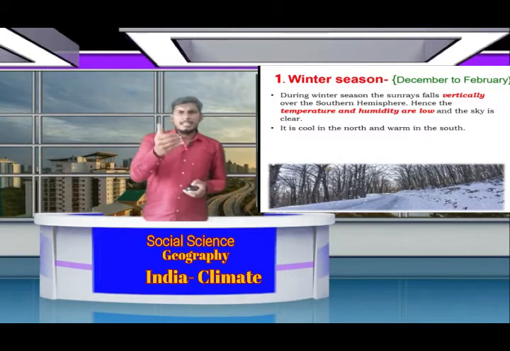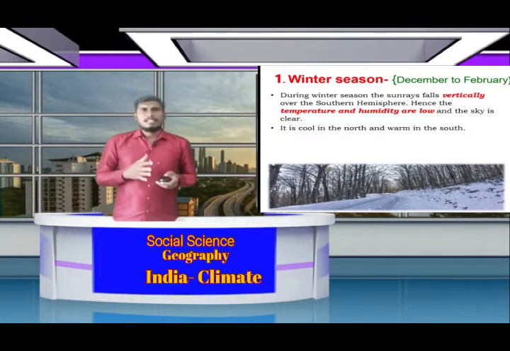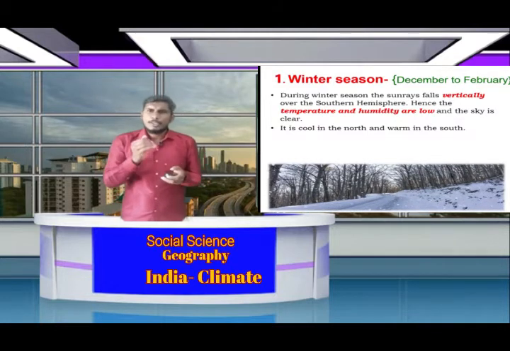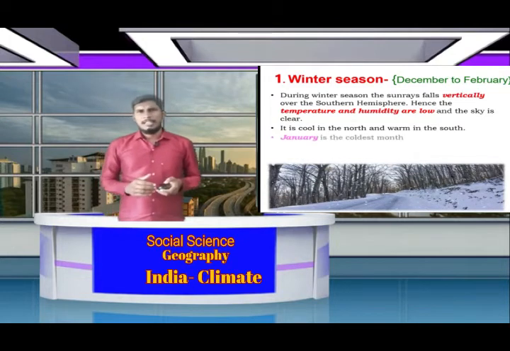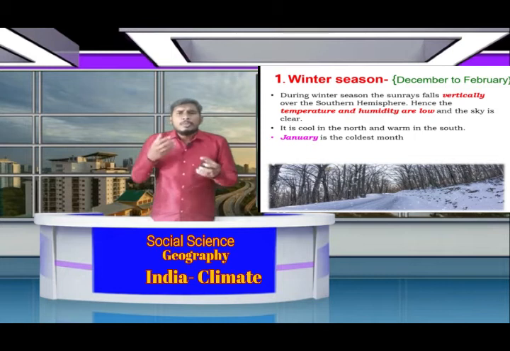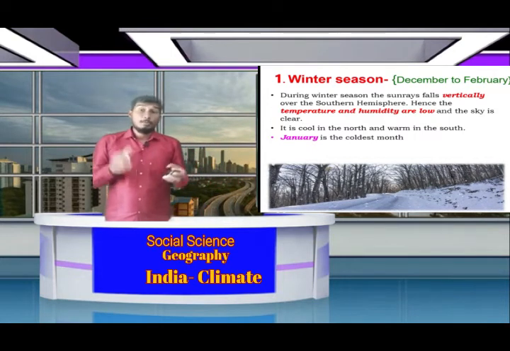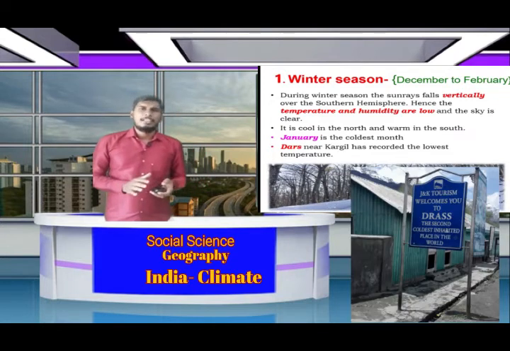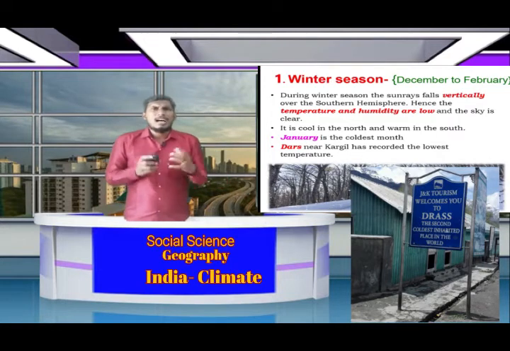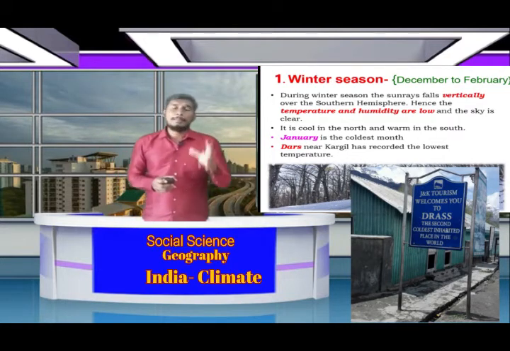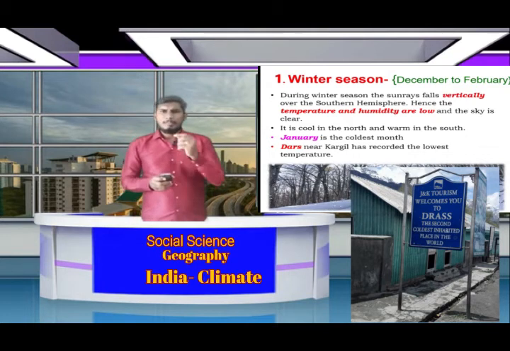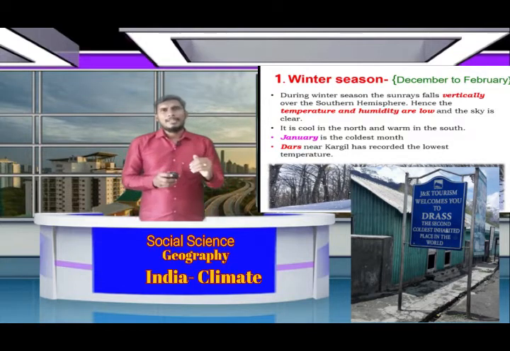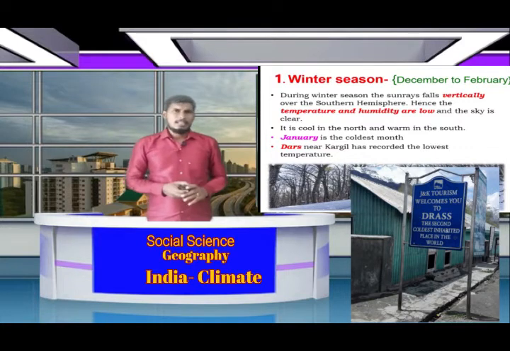It is cool in the northern side and warm in the southern side of India. In India, January is the coldest month. We may think it is December, but January is the coldest month in India. Dras near Kargil has recorded the lowest temperature in India. You can see it in the picture, the place called Dras has the lowest temperature during the winter season.